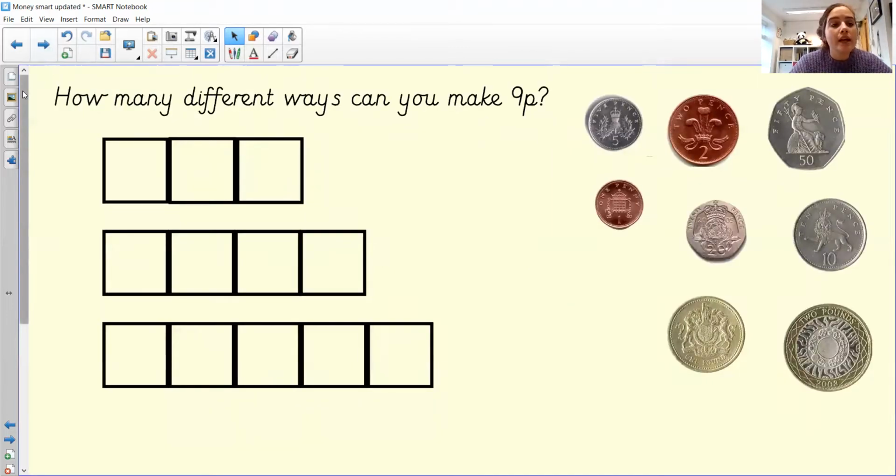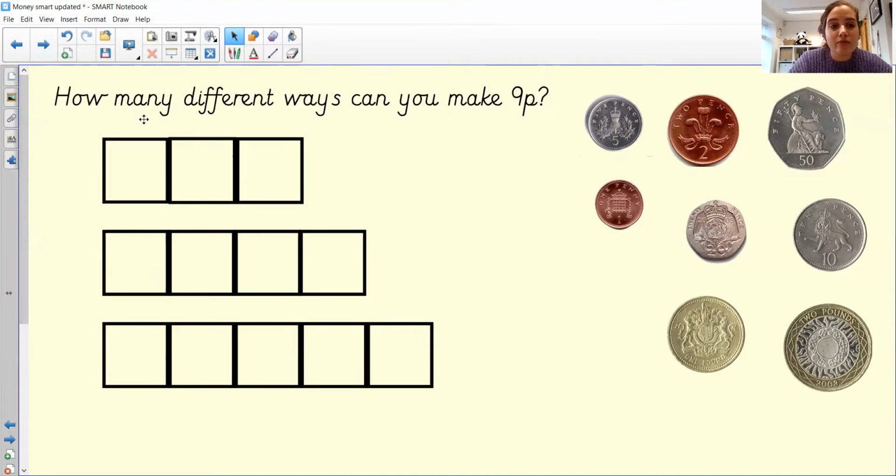Okay, so we're going to think about, in today's lesson, how many different ways you can make amounts, because you can make them in lots of different ways. So the first one that I want you to explore in the classroom or at home is, how many different ways can you make 9p? Pause the video now and have a little explore.